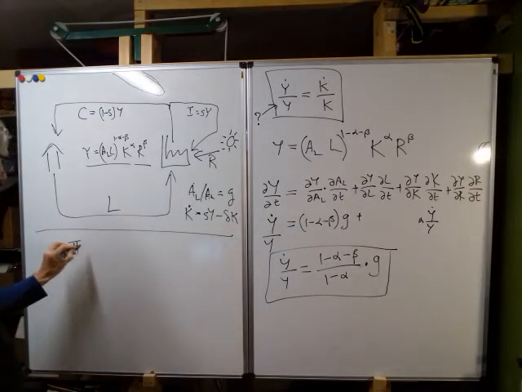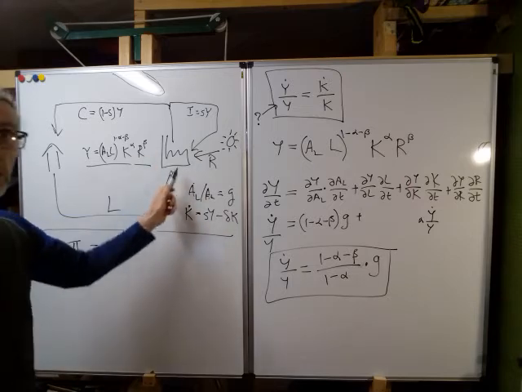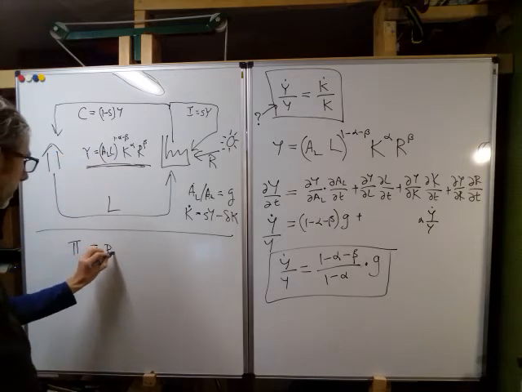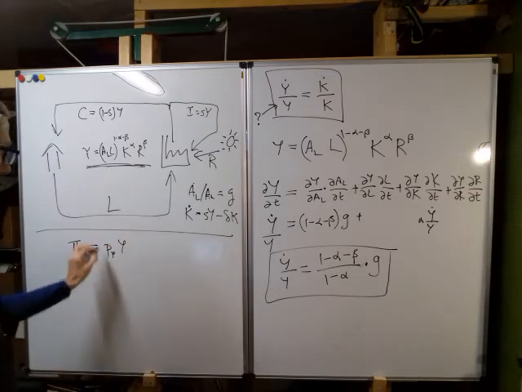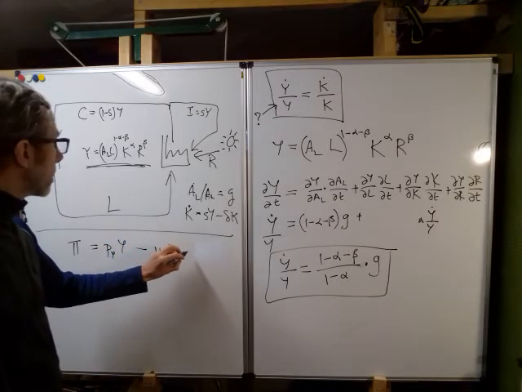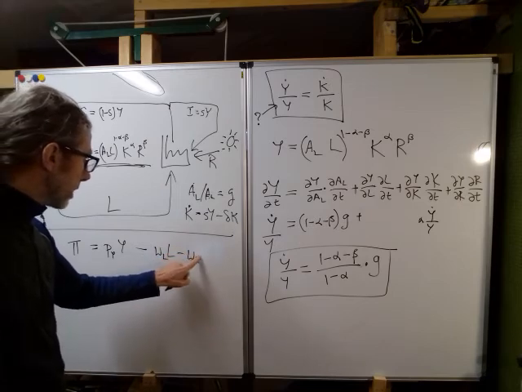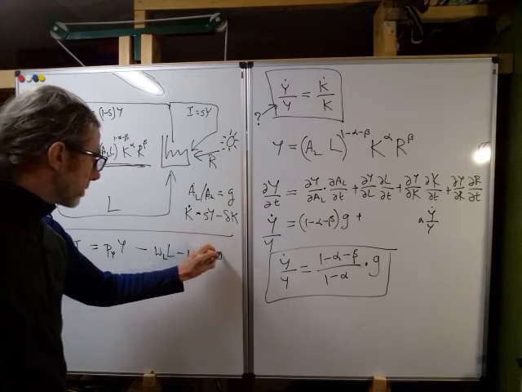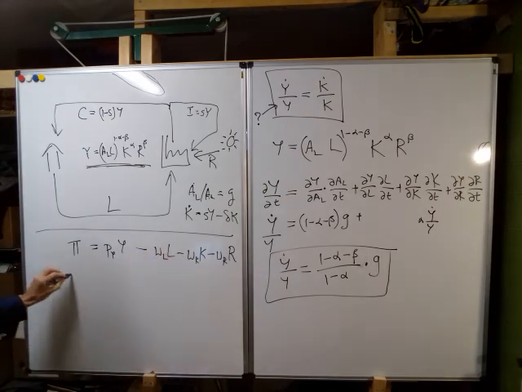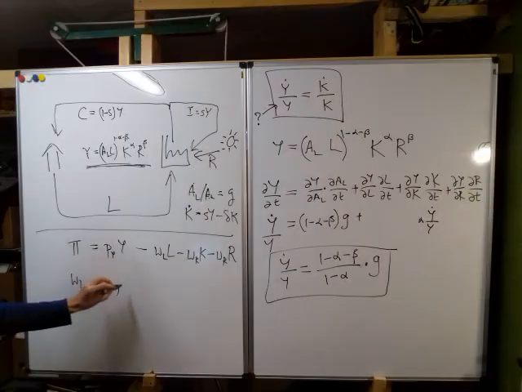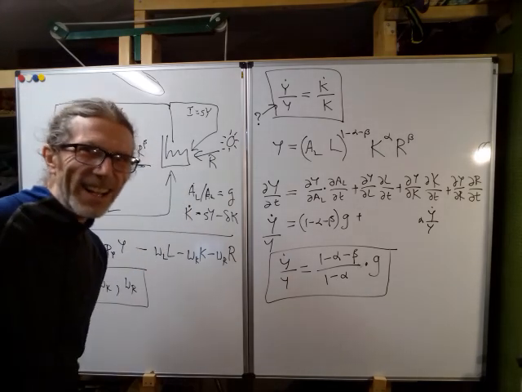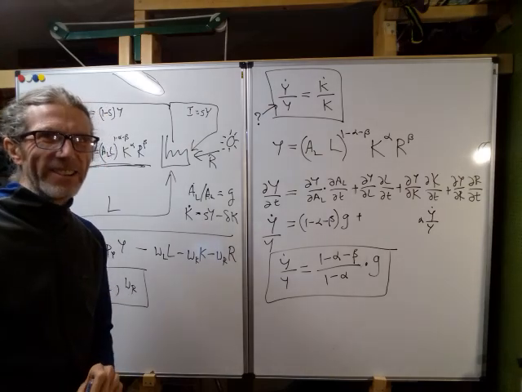So what's the profit maximization problem of the representative producer? It is PY, Y, where Y is given by this, but I'm going to take a shortcut and just write Y. That is revenue, isn't it? Minus costs, which is WL L, I think I'm getting my notation right here, minus WK K, minus WR R. So to work out WL, WK and WR, what do you need to do? I'm going to leave you to think about that, and on that note I'm going to stop the video.